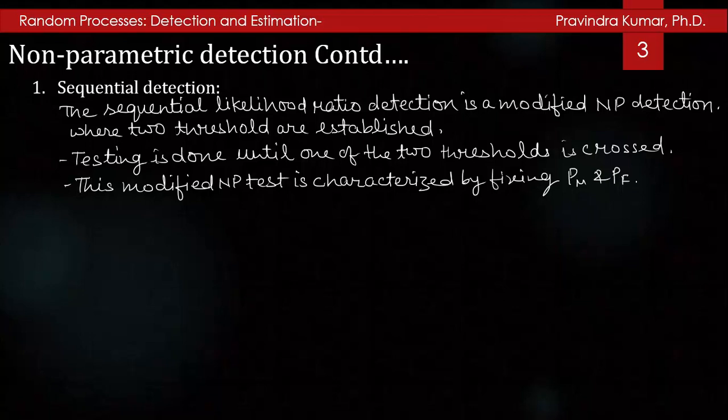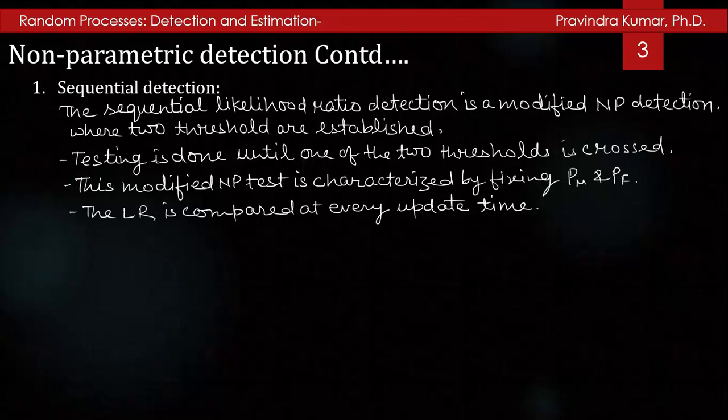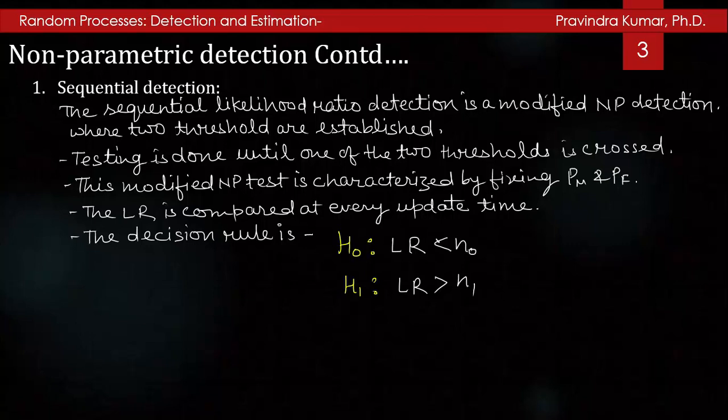In the modified NP test, that is the sequential likelihood ratio test, the likelihood ratio is compared at every update time, meaning at each new sequential observation point, with two thresholds. These two thresholds, denoted by N0 and N1, are determined by specifying a fixed value of alpha for the probability of false alarm and a fixed value of beta for the probability of missed target.